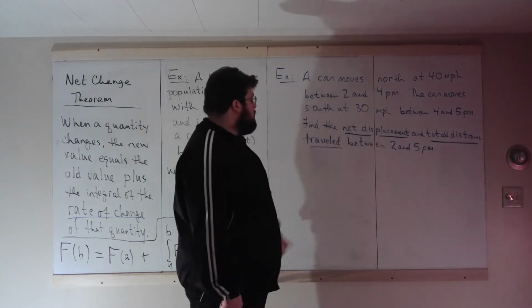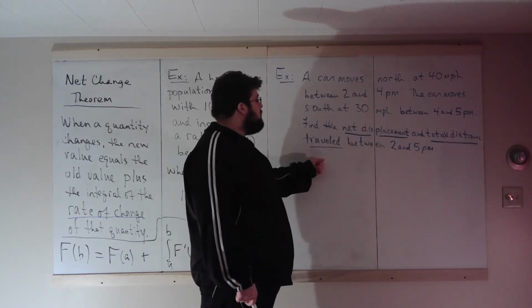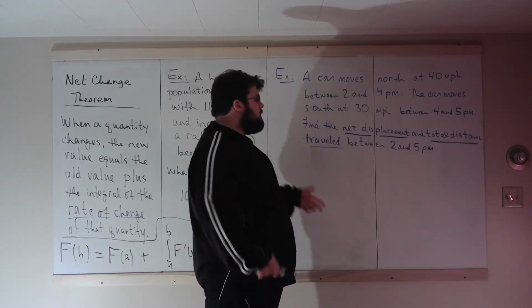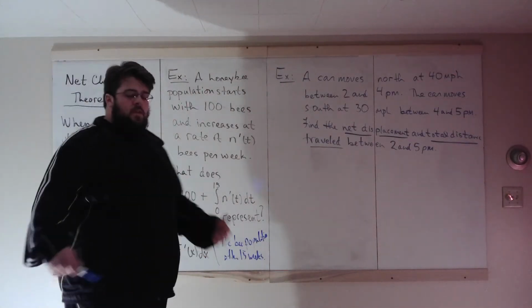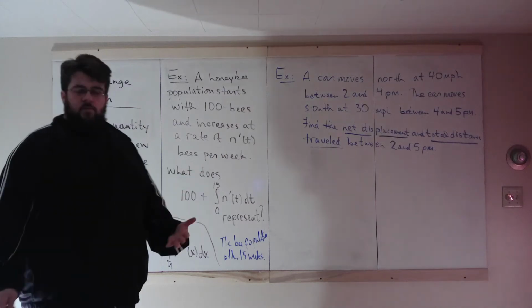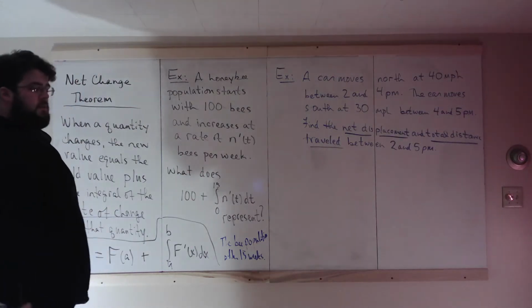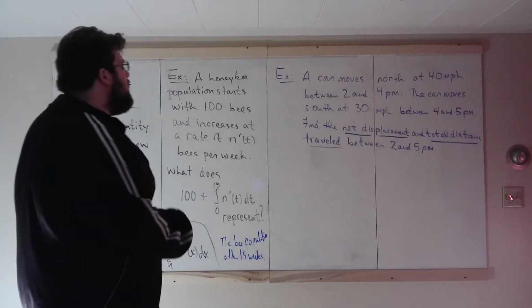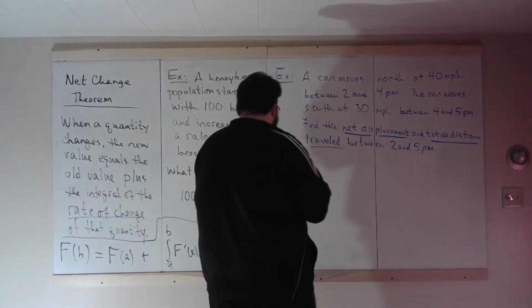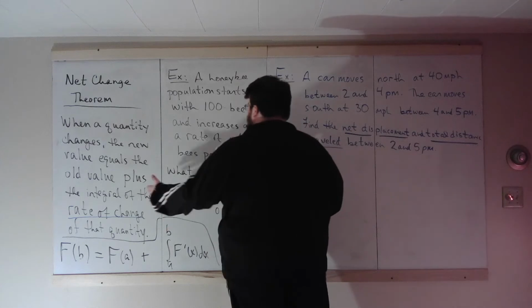Find the total distance traveled. Well, between 2 and 4 it goes 80 miles. Between 4 and 5 it goes 30 miles. So that's 110 miles. But we would like to do this with calculus. And in the example after this, it would be quite difficult to do without calculus. So how can we do this using calculus? Well, for net displacement, we can use the Net Change Theorem.